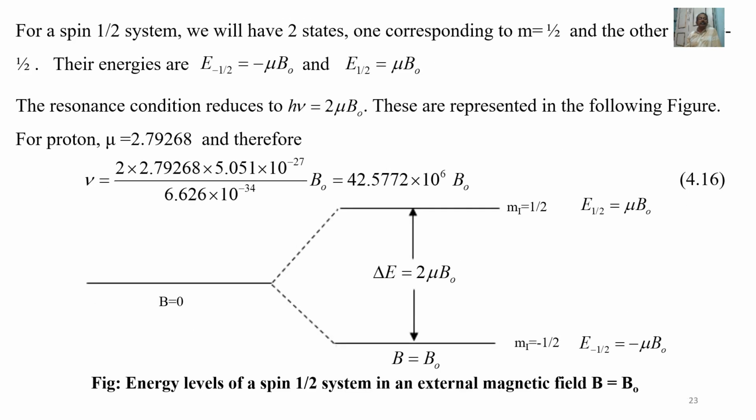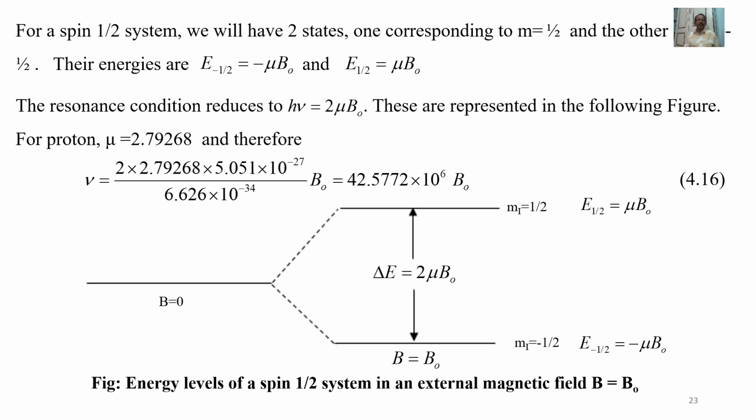For a spin-half system, we apply the magnetic field. Then we have two states, one corresponding to plus half, another corresponding to minus half. The corresponding energies will be minus mu B naught and plus mu B naught. And the resonance condition is nothing but h nu equals 2 mu B naught. These are represented in the following figure.